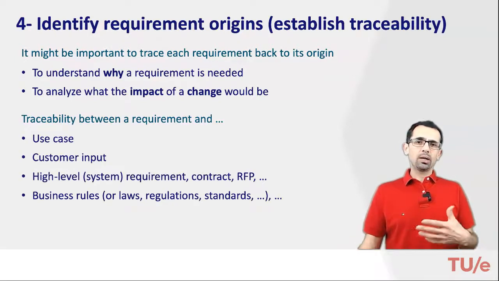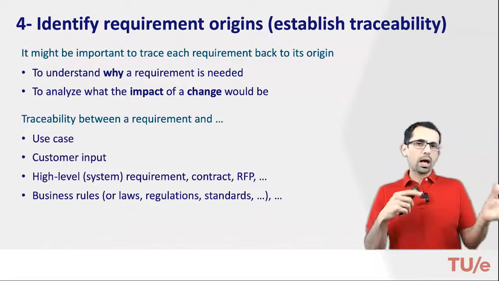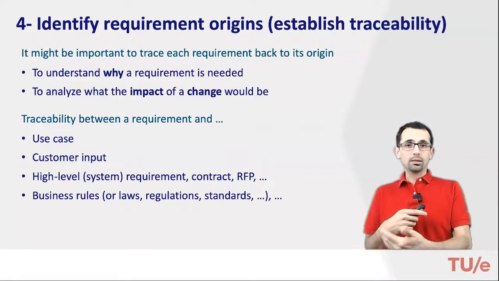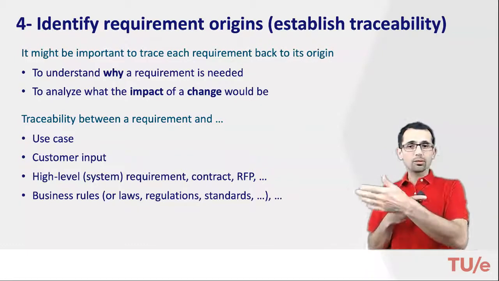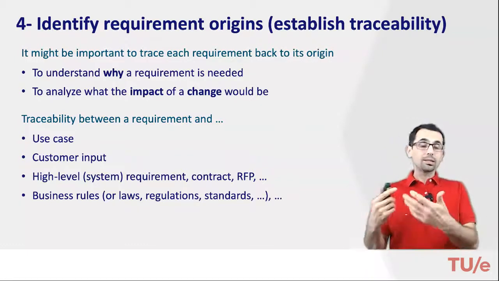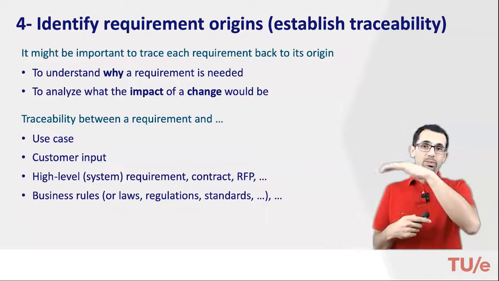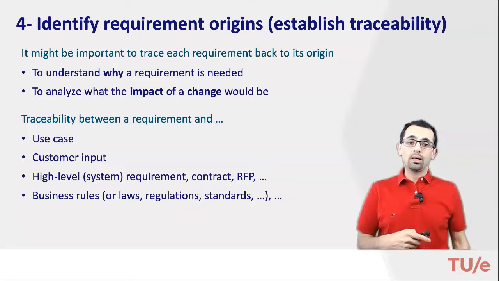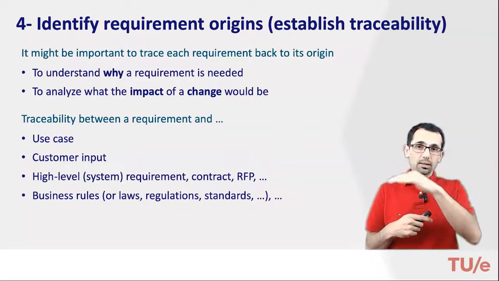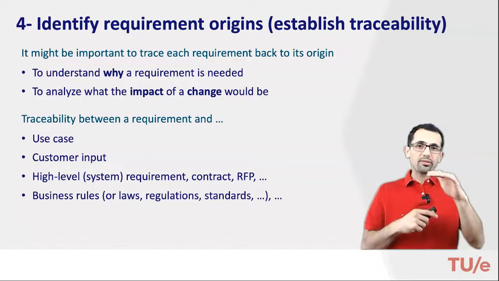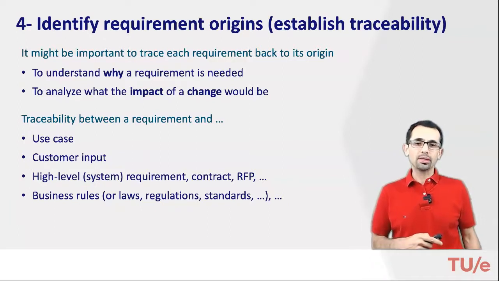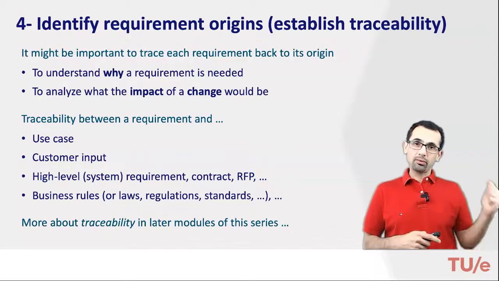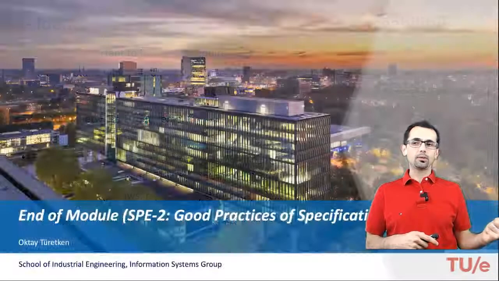Traceability among which? Among what aspects? You can establish traceability of a requirement statement with the use cases. Now you can say, okay, this requirement statement refers to this use case, or a customer input, elicitation note, high-level system requirement specification, contract, a business rule, for instance laws, regulations, and standards, the rules that are specified in those kinds of requirements or directives. So that's about traceability, and we'll see more about the traceability later on.